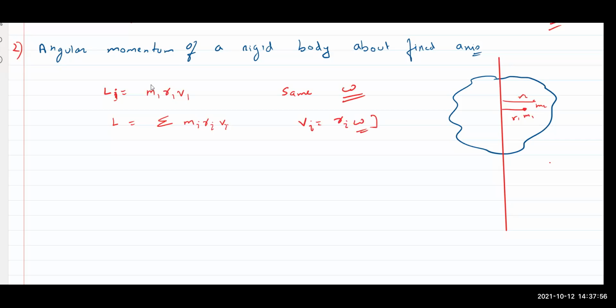This is something we already know, yes or no? Yes, very good. So can I substitute this value in this?